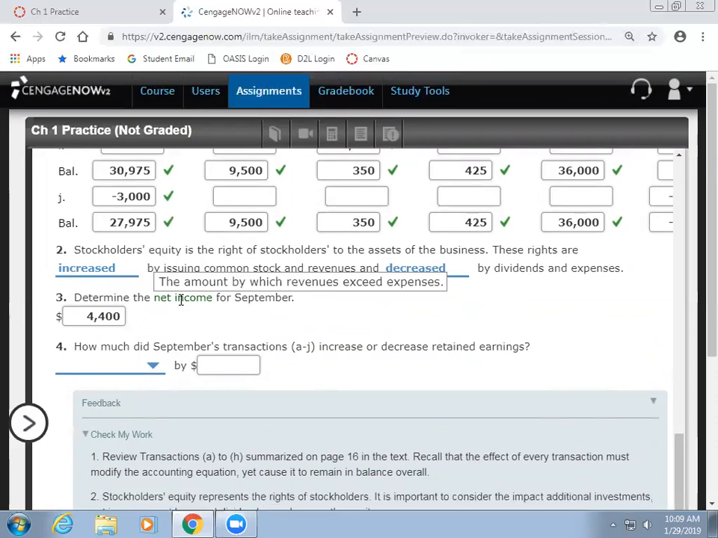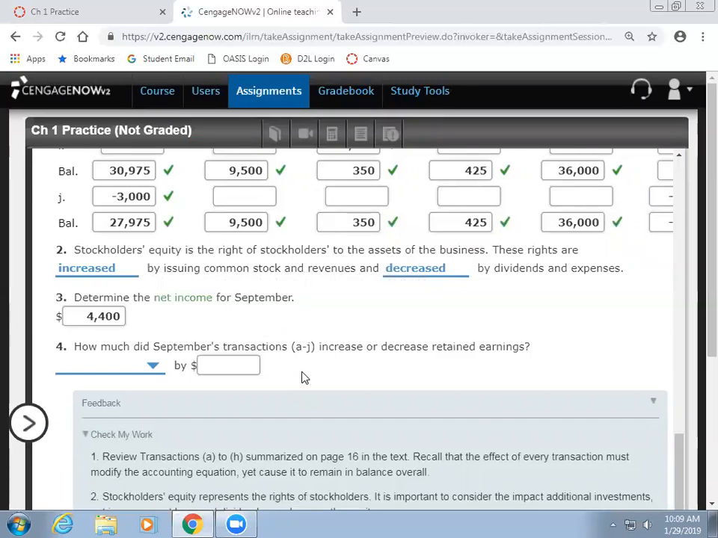So if you see a new term that you don't remember from the reading or from lecture, if it's in green, it will tell you that. So you don't have to go and look it up. Kind of nice, right? All in one place. So yeah, 4,400. We took our fees earned minus all of our expenses, and we got a net income of 4,400. Pretty good for the first month of a business.